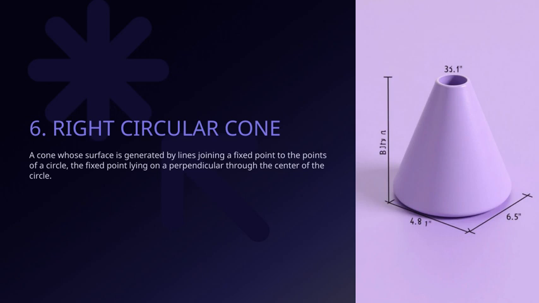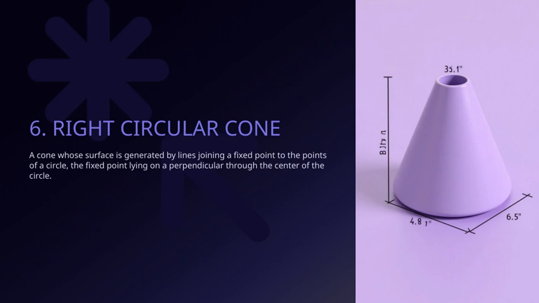Now, what's special about this fixed point? It's located on a perpendicular line that passes through the center of the circle. This means that the apex is directly above the center of the base circle, forming a perfect right angle with the base. This configuration ensures that the cone is symmetrical, which is why we call it a right cone.